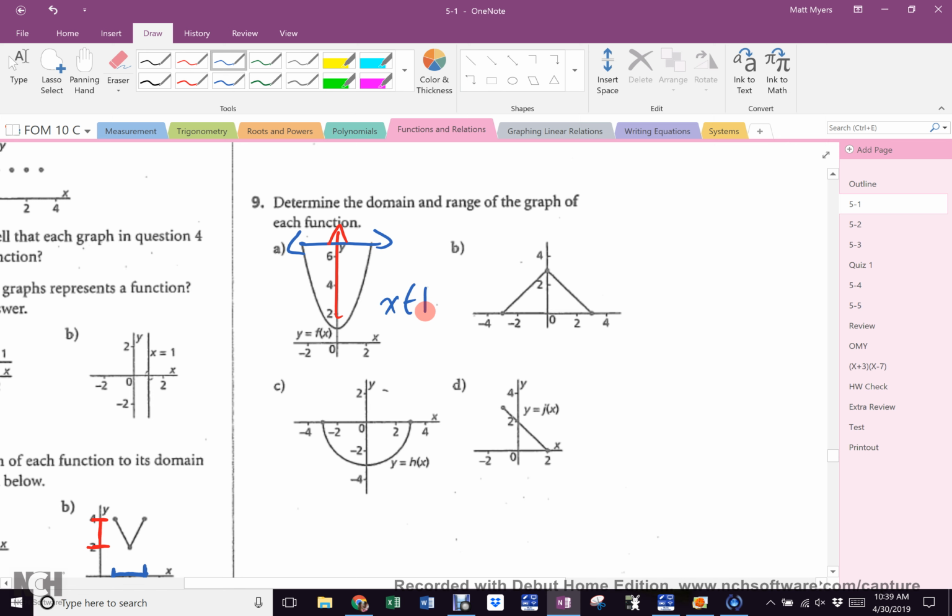X, fancy ER. And what's our range? 1. Y is greater than or less than 1? Greater than or equal to 1 because it's going up. How far will it go up? Forever. Is 100,000 greater than 1? Will this line eventually go up to 100,000? Yeah, if I draw it all the way over, it will work, right?